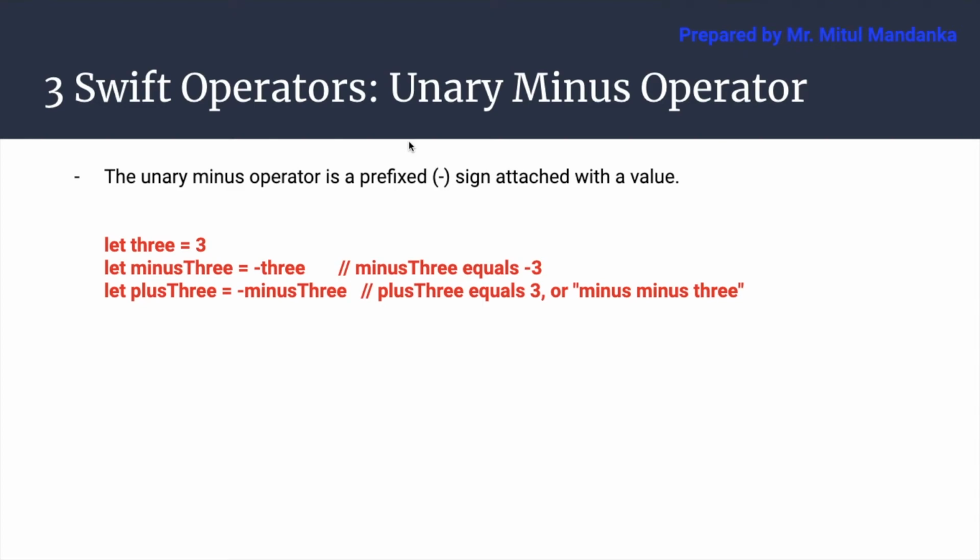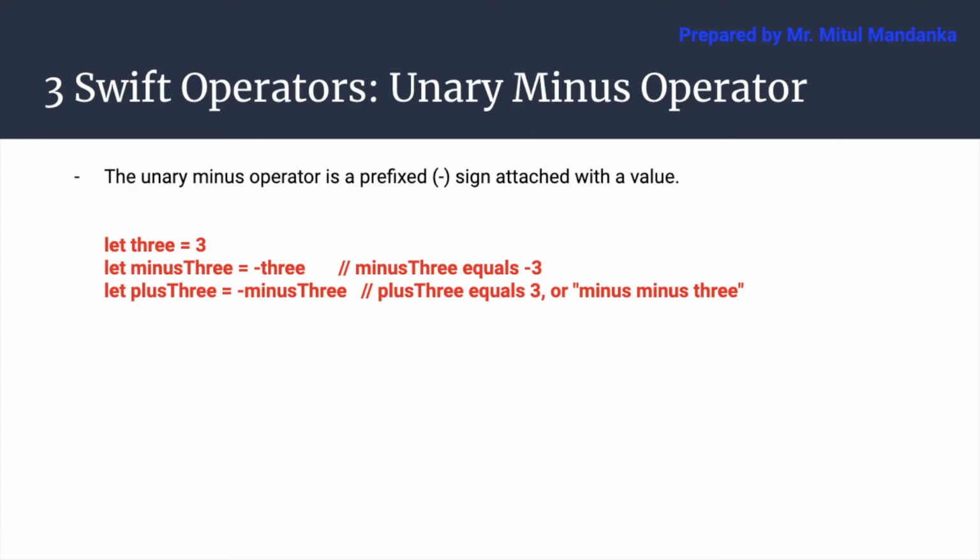Our next operators are the unary plus and minus operators. The unary minus operator is prefixed, and as we discussed earlier, it has a single operand, so a prefix minus sign is attached to the value. Here I take one example: let 3 is equal to 3, let minus 3 is equal to minus 3.